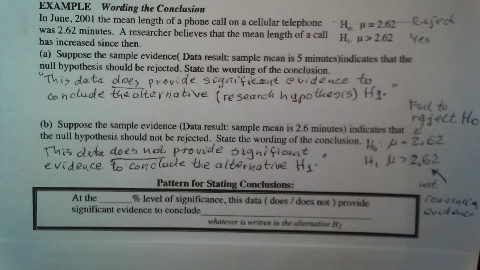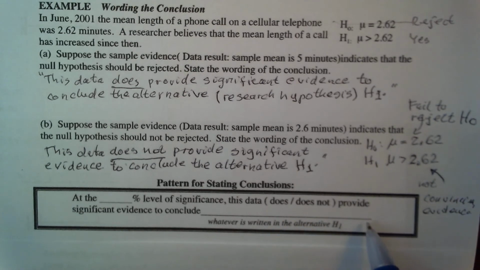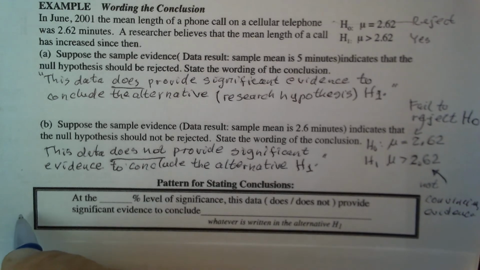So here's a pattern that you may want to copy for future use. At the whatever percent level of significance that was required, the data either does or does not provide significant evidence to conclude, and then what follows is whatever is written in the alternative hypothesis, H1. Okay, so there is a pattern you can use for stating your conclusion.